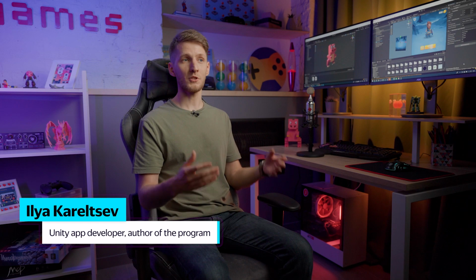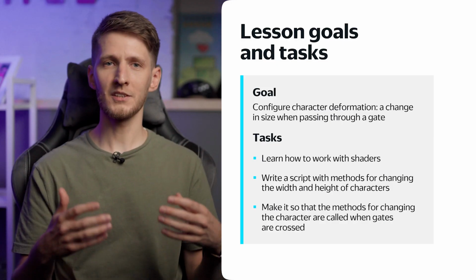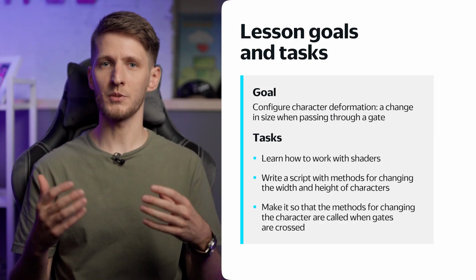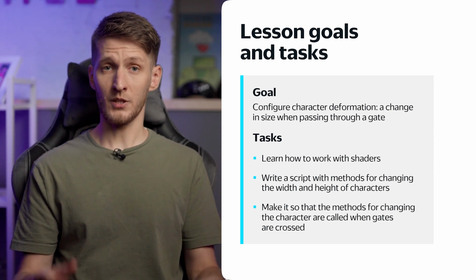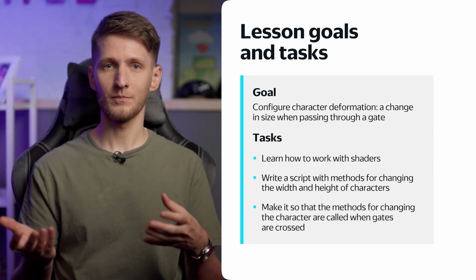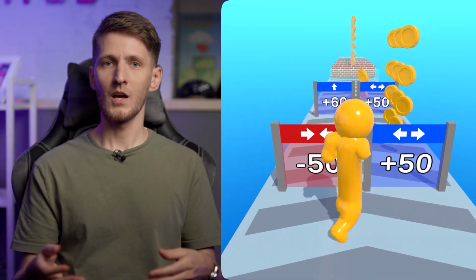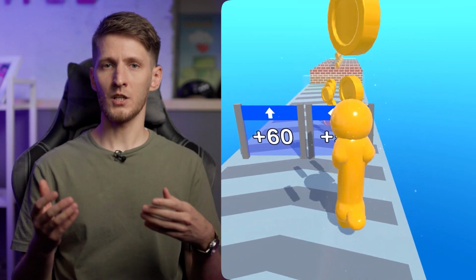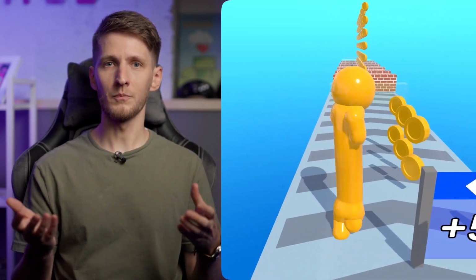Hello! In this lesson, we'll write a script with methods for changing the character's width and height, and program the character to change when passing through the gate. This is what we'll get in the end. The character will change after running through different types of gates.